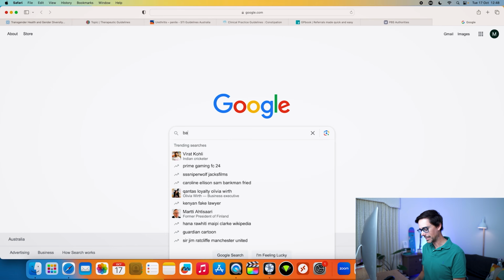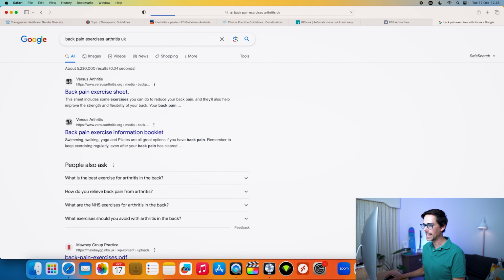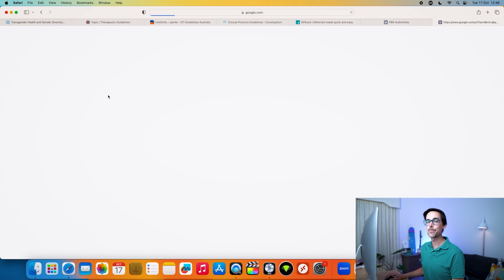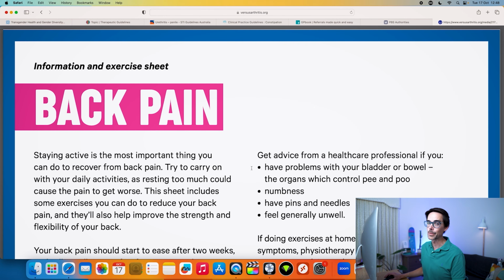Now, I will often use Google for back pain exercises. There used to be this really great website in the UK called Arthritis UK or Versus Arthritis. This is the back pain exercise sheet that I will often print out for patients. Again, often they will go to a physiotherapist, but whilst they're waiting to see a physio, I find that this is a really, really great patient information sheet. And the reason why I find this really great is I've actually done these exercises myself on occasion, and I find the exercises really, really help. So this is something that you may want to use for your patients, or you may want to secretly use for yourself.